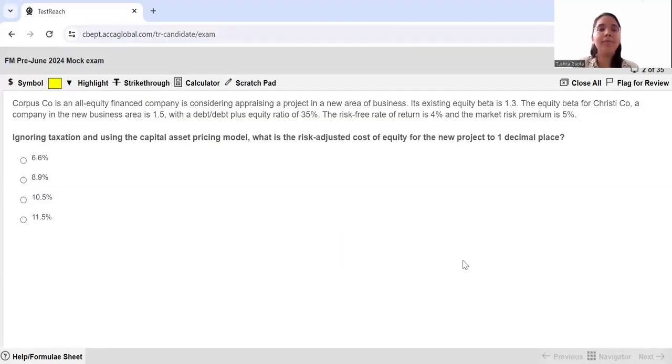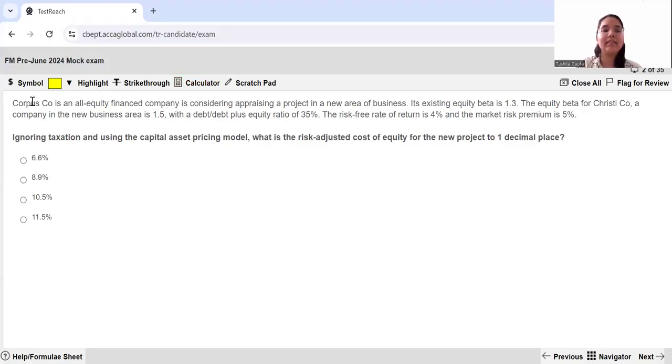Moving ahead to the second one. Corpus Company is an all-equity financed company which is considering an appraisal of a project in a new area of business. Its existing equity beta is 1.3. The equity beta for Christie Company, a company in the new business area, is 1.5 with the debt divided by debt plus equity ratio of 35%. The risk-free rate of return is 4% and the market risk premium is 5%. So you have to ignore taxation, use the CAPM to calculate the risk adjusted cost of equity for the new project to 1 decimal place.